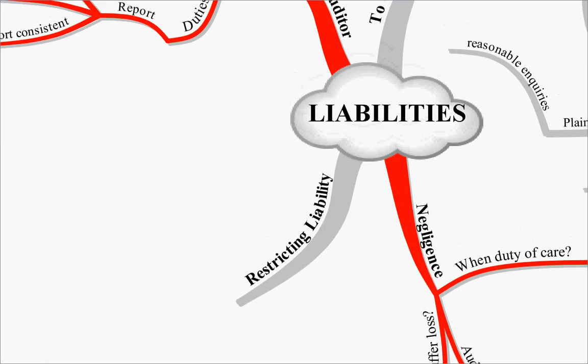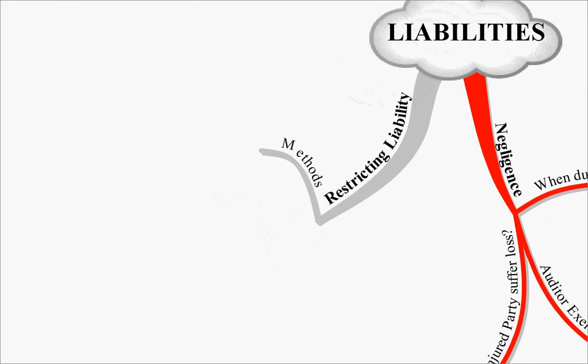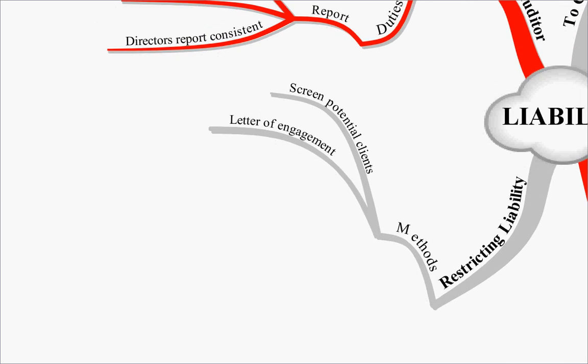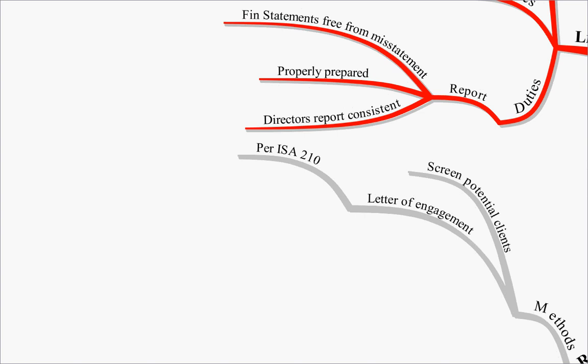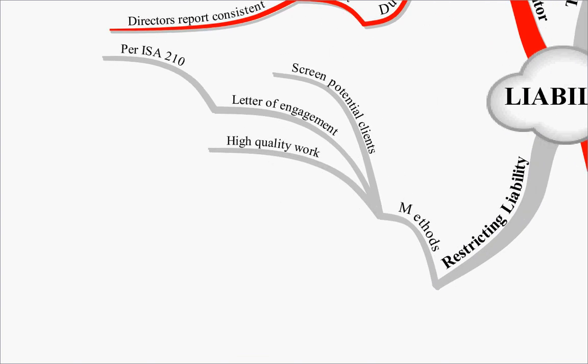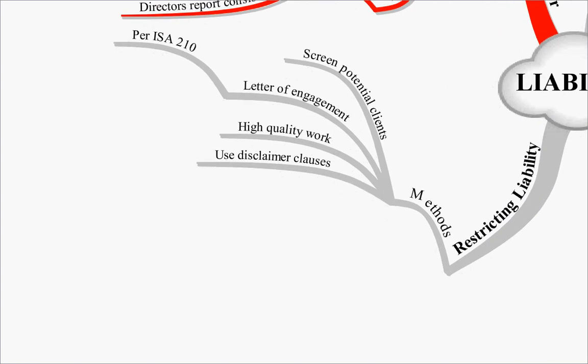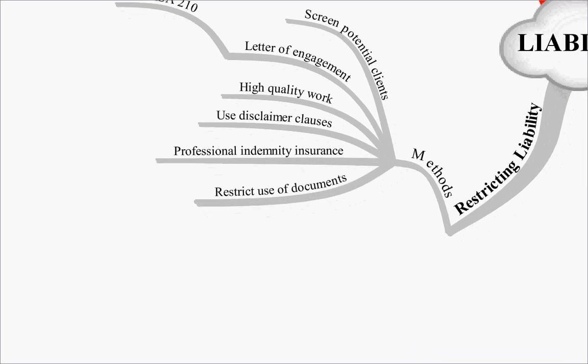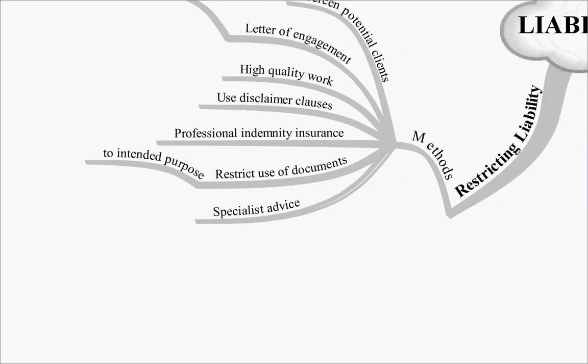So how do we restrict our liability then? Well, methods of doing this include screening potential clients, having a proper letter of engagement under ACCA 210, having high quality work, using disclaimer clauses, having professional indemnity insurance, restricting the use of documents to their intended purpose, i.e. stating in them that these are not for the use of third parties, and by gaining specialist advice.